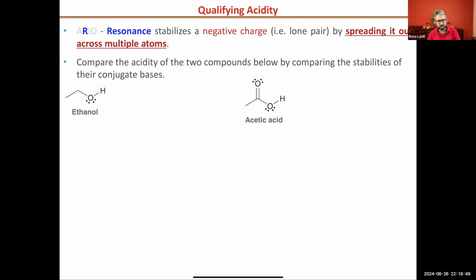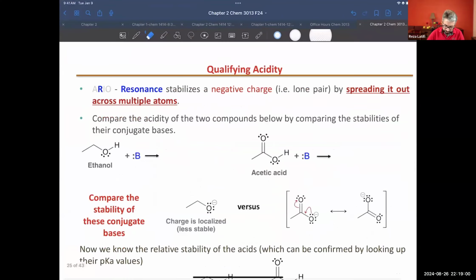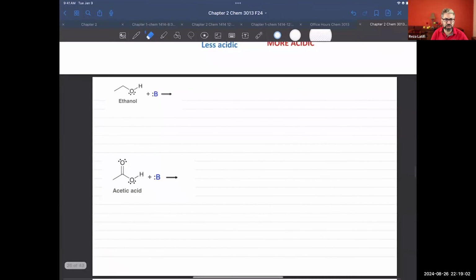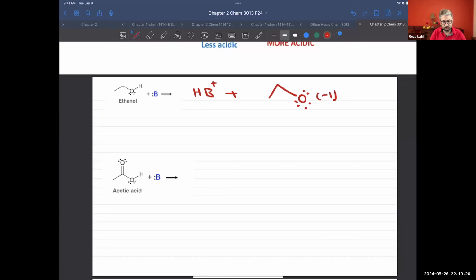Okay, let's take these two. Let's say we have a base reacting with ethanol or with acetic acid. Which one is a stronger acid? So the first one is going to give me HB plus, and I get this: oxygen with three lone pairs. Oxygen is -1.